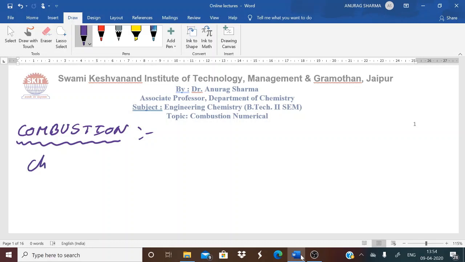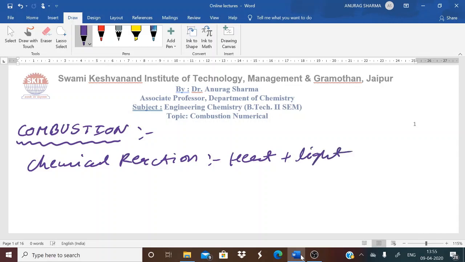Combustion is a chemical reaction, and during this reaction a large amount of heat and light is generated. This heat and light are generated by the ignition of fuel.